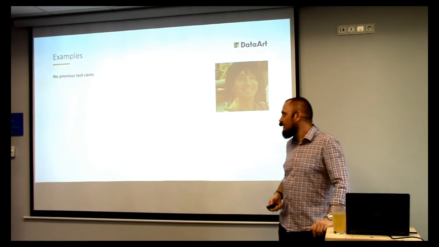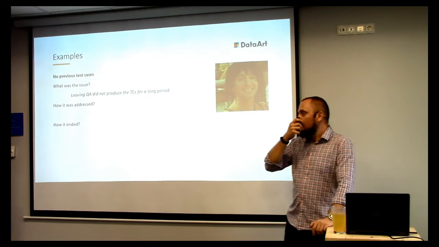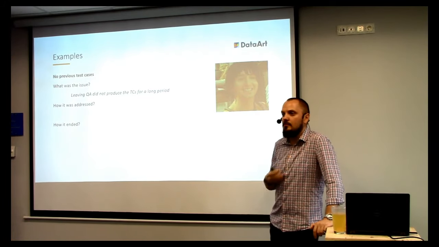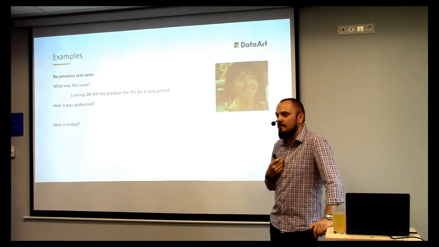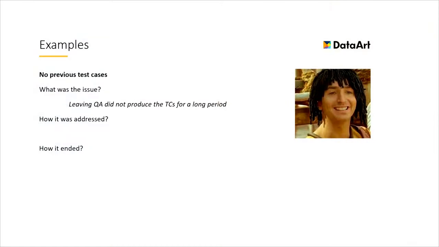Cleopatra, Scriba, no previous test cases. What was the problem there? The guy had a three-month termination contract, and unfortunately, he was the only QA left in this project. Two others had already left, and they had a shorter notice period. So me and my friend were tossed into this project, and the problem was there weren't test cases for like half of the project, and the project was quite big.